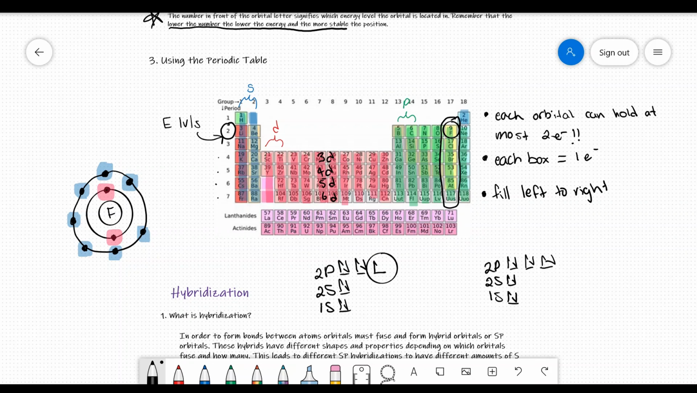Alright, that's it for our orbitals. In the next video, we'll get to hybridization.